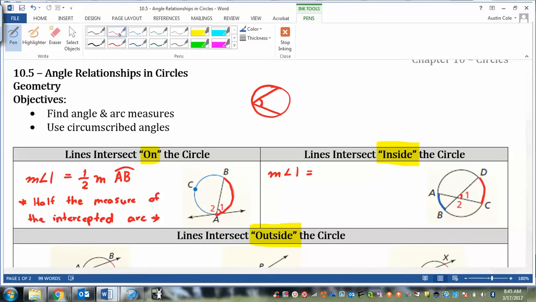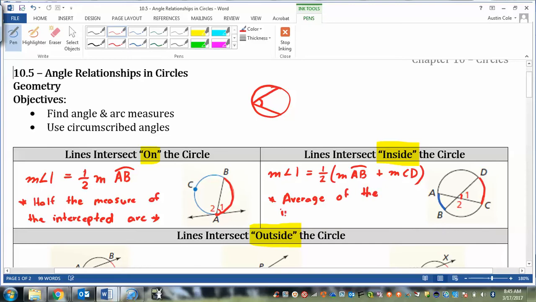So in this situation, it's going to be 1/2 the measure of arc AB plus the measure of arc CD. It's the average. We're going to average the measures of the intercepted arcs. Here we go. Put a little star and say average of the intercepted arcs.